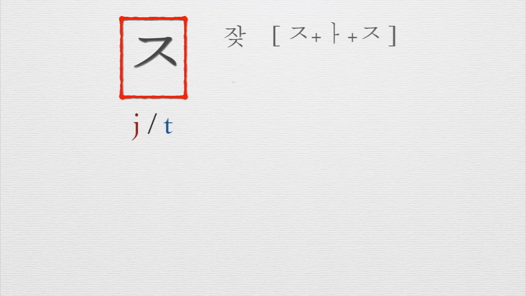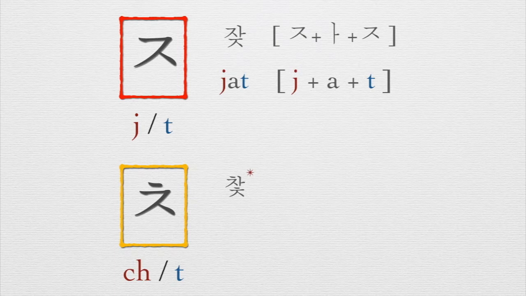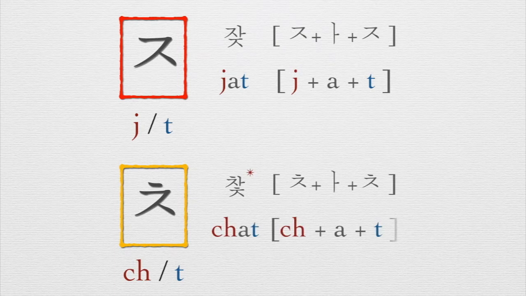지읒 has two romanized letters J and T, and it makes 잣, J-A-T. 치읓 has two romanized letters CH and T, and it makes 찻, C-H-A-T.